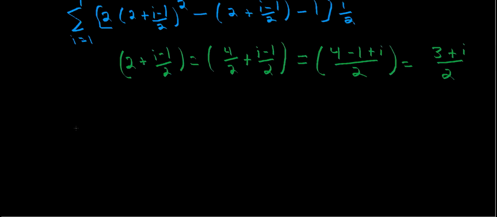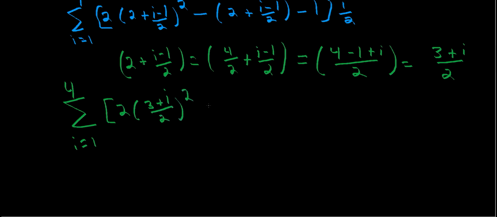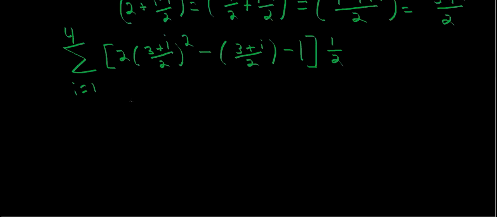Alright, so now I can rewrite my summation. I equals 1 to 4. We have our big outside parentheses. Then we have 2 times 3 plus I over 2 squared, minus 3 plus I over 2 minus 1, all of it multiplied by 1/2. Now that we got this figured out, we just got to simplify a lot.